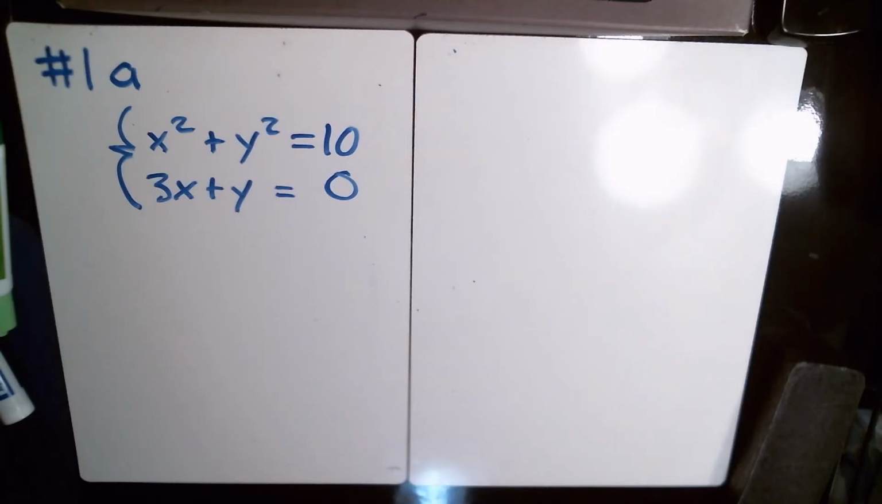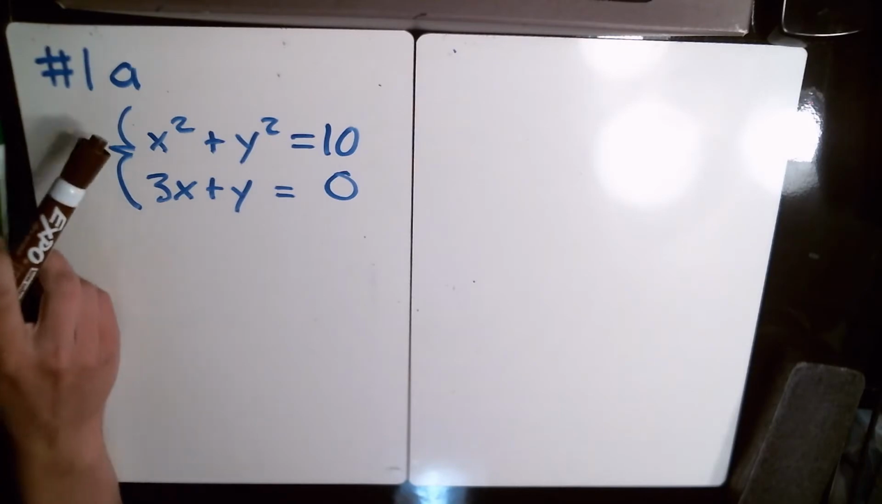Okay, welcome back. In this video we're going to look at solving a nonlinear system of equations from chapter 5. This is our system of equations here. We have x squared plus y squared is 10 and 3x plus y is 0. Okay, and we want to figure out what x and y will satisfy both of these equations. So you can do either elimination or substitution to solve systems of equations.